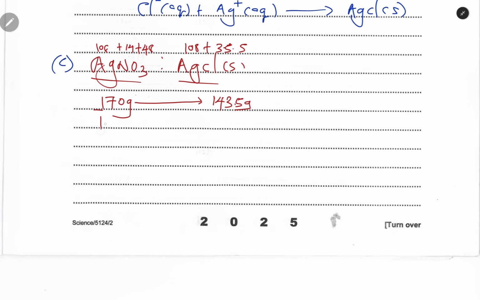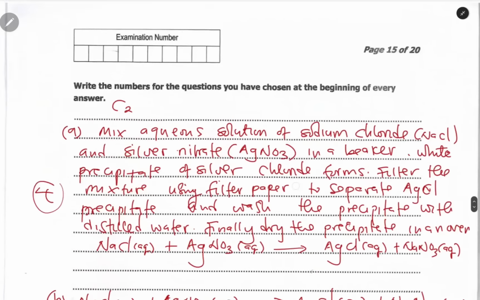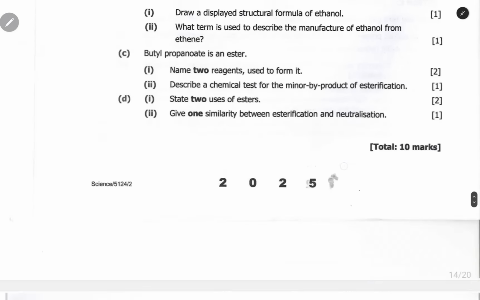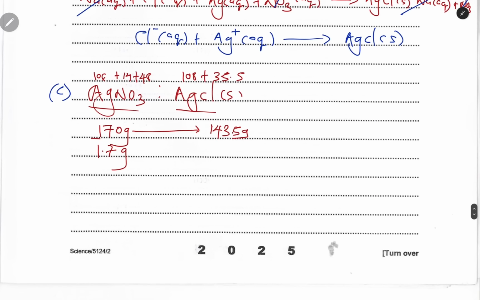Now, what about 1.7 gram? We are given here, calculate the mass of silver chloride expected if 1.7 gram of silver nitrate reacted with excess. So, 1.7 gram, what is the amount of silver chloride that will be produced? So, cross multiply. We are going to have 170 gram times x gram equals 143.5 gram multiplied by 1.7 gram.